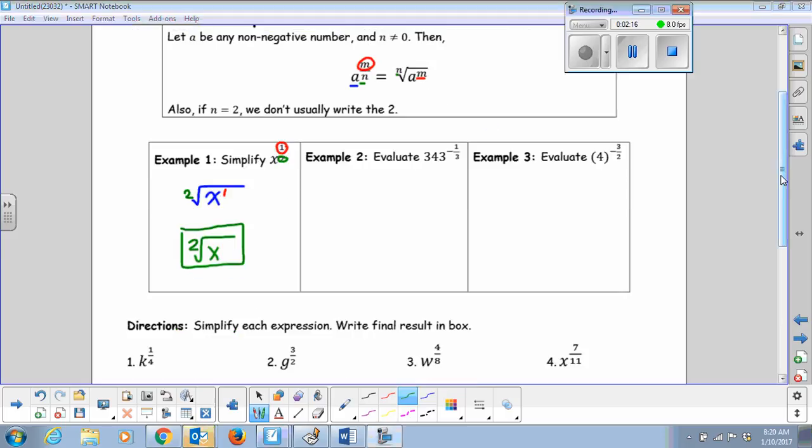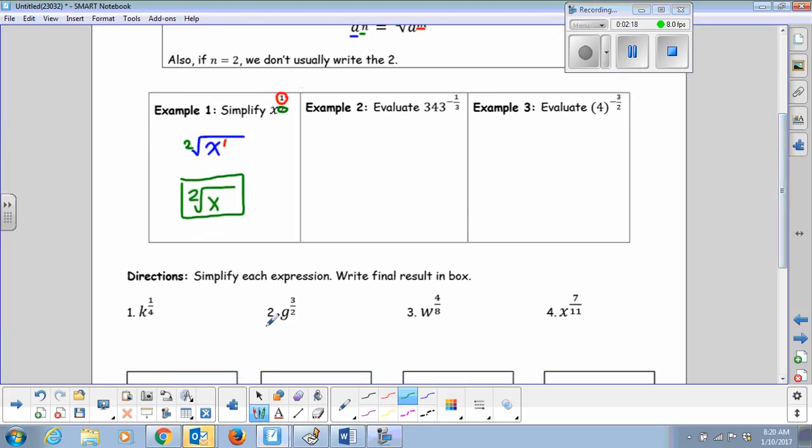Before you continue on, I would do numbers 1 through 4. That's very similar to example 1, and then go work with the negatives. So pause the video, go do that. Okay, you should be done with the first 4, so now let's work with our negative exponents.